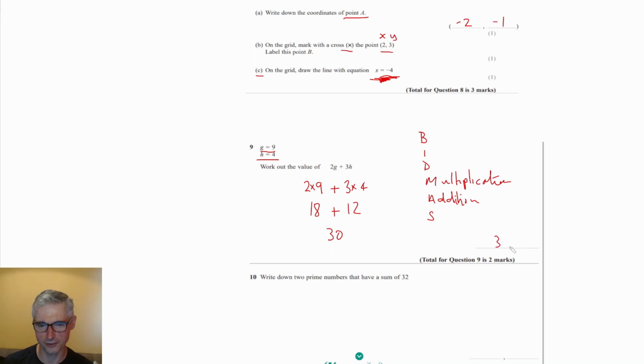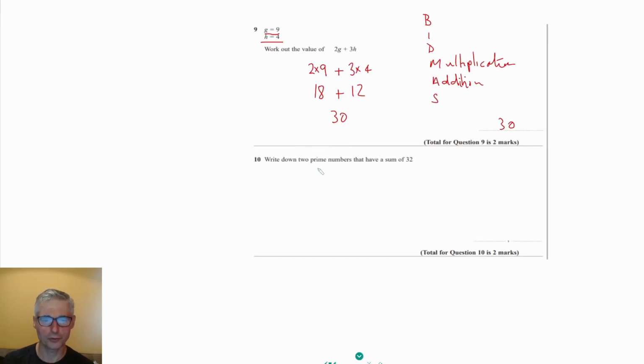So that's our answer. For question 10, we've got to write down 2 prime numbers which have a sum of 32. So a prime number is a number which can only be divided by itself and 1. And they've got to have a sum of 32. A sum is another way of saying they've got to add. So sum is another word for adding.